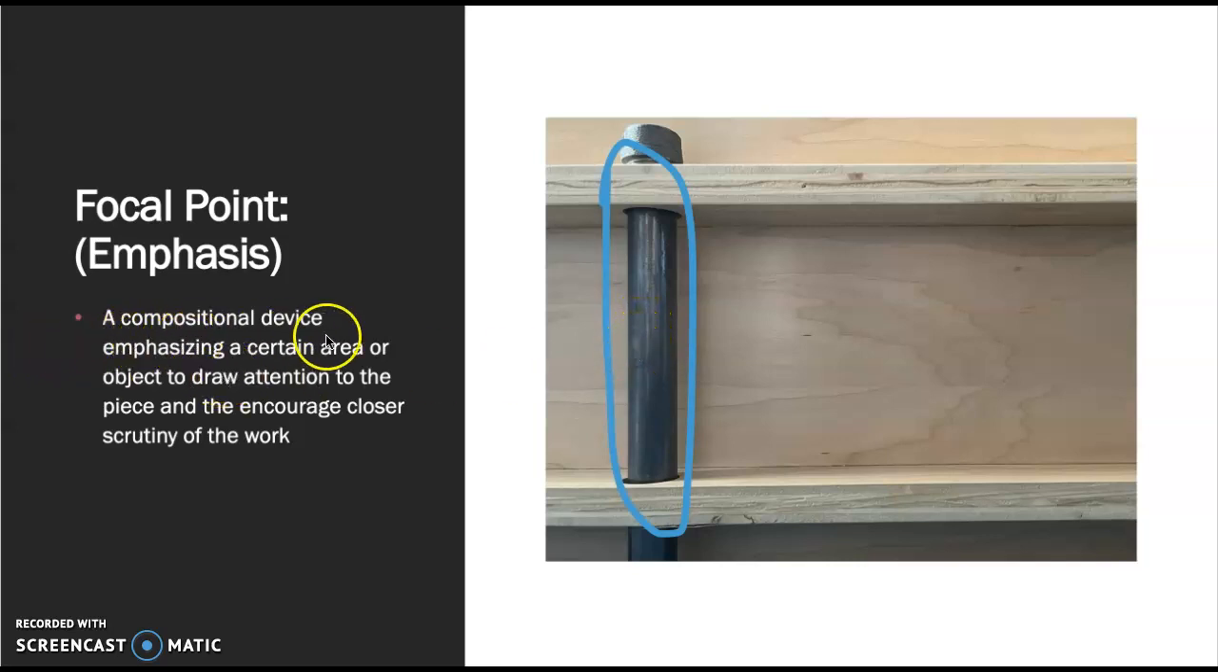So this is a compositional device emphasizing a certain area or object to draw attention to a piece and to encourage closer scrutiny of the work. So it's drawing our attention. Our eye is being pulled over here, and here's an arrow that I just created to this left-hand side. This is now our focal point.